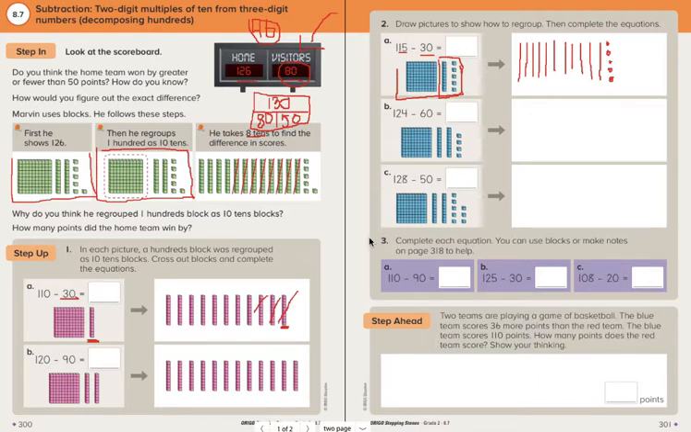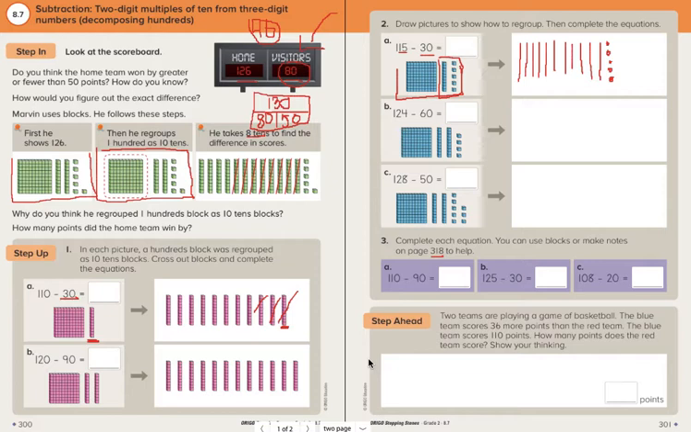All right, let's go down to number 3. Complete each equation. You can use blocks or make notes on page 318 to help. Okay, 318 is just a blank sheet of paper where you can draw your blocks if you want. These are not any harder than the ones we were doing before. Okay, it's the same thing. They just didn't give you a place to draw your blocks. If you want to give yourself a challenge and do it in your head, you can try. Okay, absolutely.